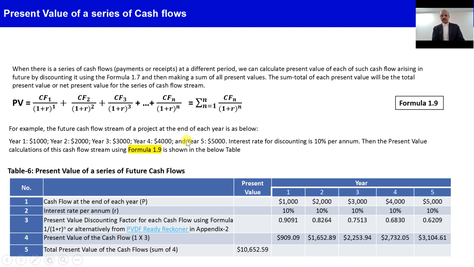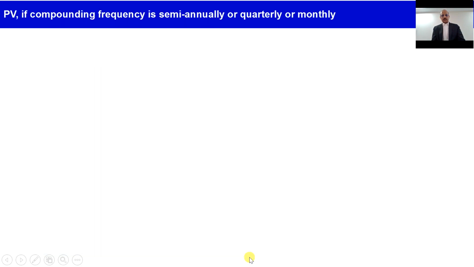Let me go to the example. Like that, when we calculate the PVDF factor for each year's cash flow, we simply multiply the respective cash flow by the respective PVDF factor to calculate the present value of that year's cash flow. When we take the sum of all the five, we get the total present value of the future cash flows. Now, what happens if the discounting is to be done semi-annually or quarterly or monthly, not annually?